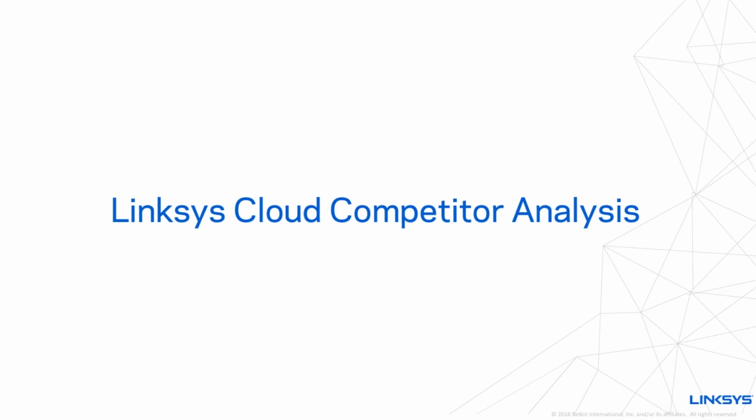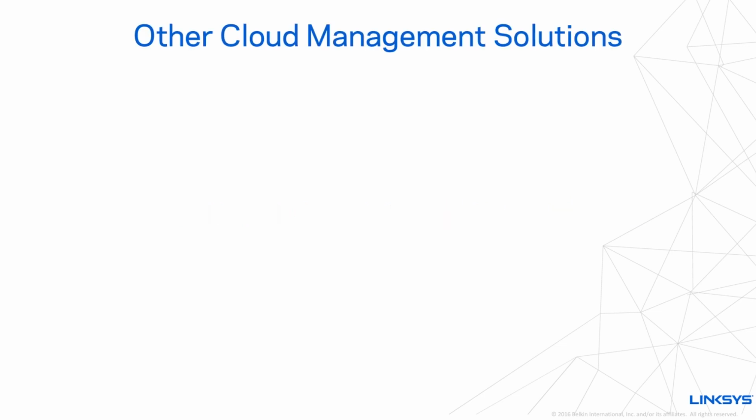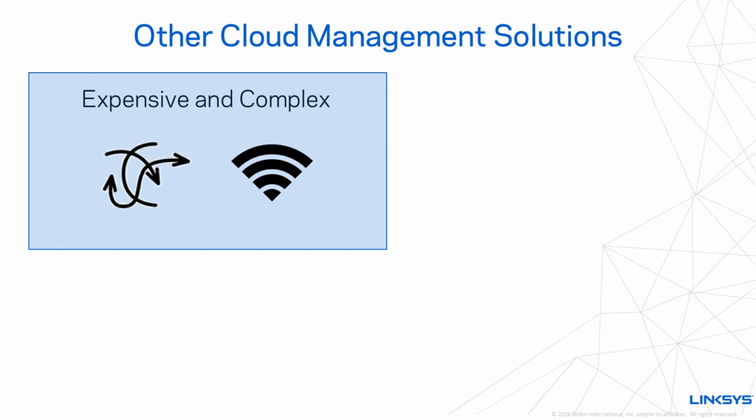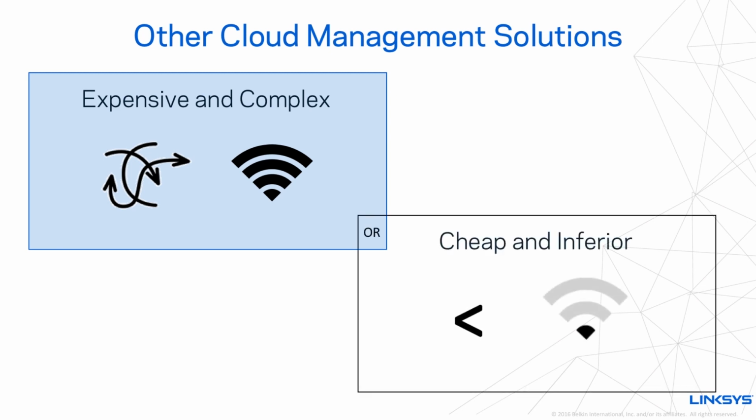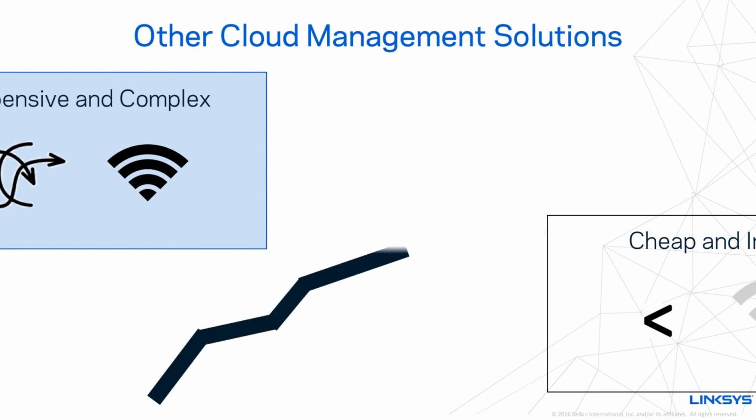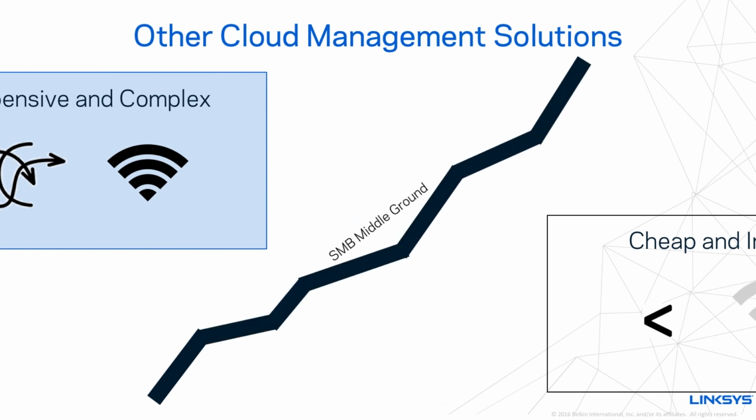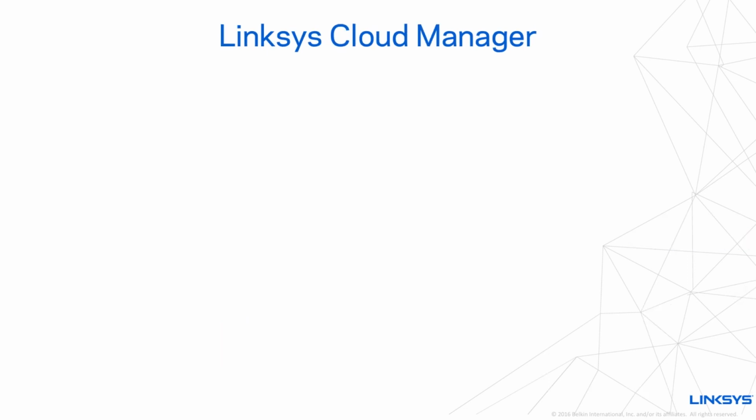So now that you know what we offer, where do we stand compared to our competitors? When looking at the scope of the current cloud managed access point offerings, there seems to be a significant divide between those that offer high-end solutions but at steep costs, and those that are more affordable but offer limited features or cheaply made products. Because of these two polar opposites, there is an SMB middle ground that is not being reached. This is where Linksys Cloud Manager comes in.